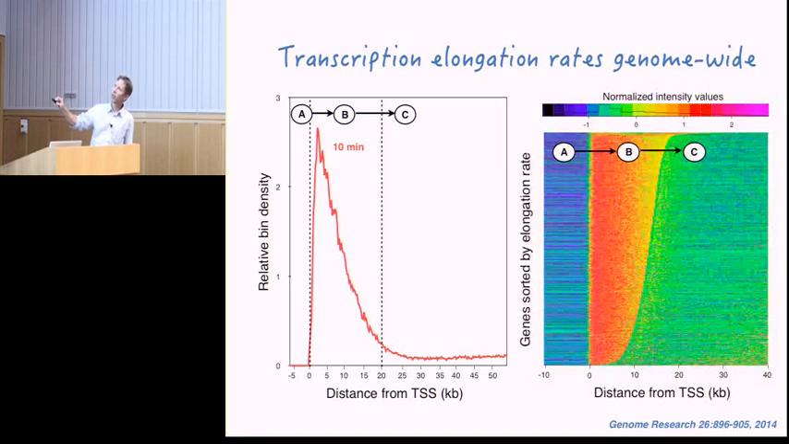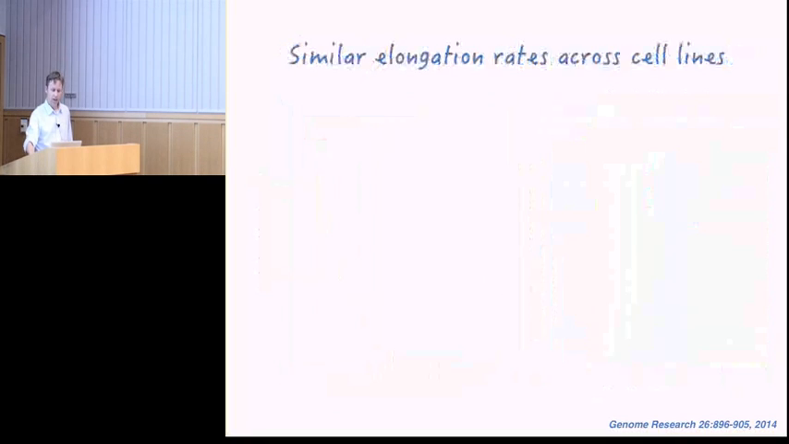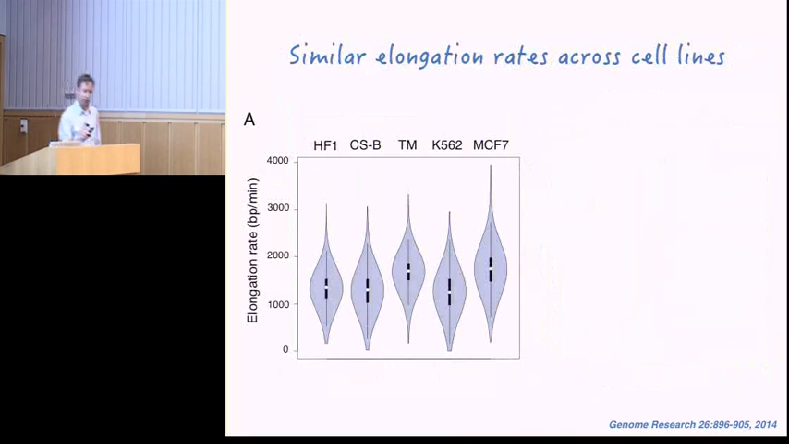So looking genome-wide, or at least on the genes that were 40 kb or longer, we can get elongation rate for each of those genes, and here they're ordered from the fastest gene to the slowest gene. You can see there's a big variation in the rate of elongation across these different genes. We then looked across 5 cell lines to see if cell lines behave differently, and there are small differences, but we did not observe a dramatic difference between the different cell types in terms of elongation rate.